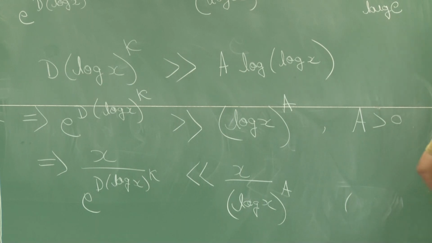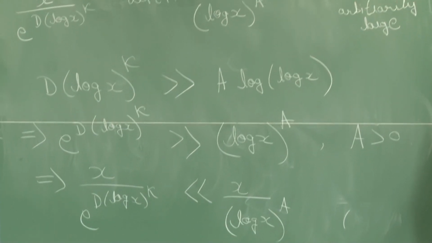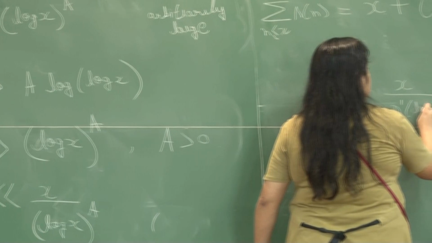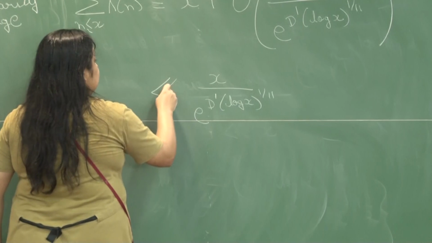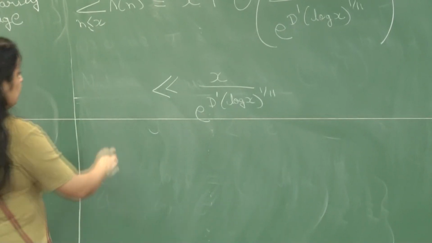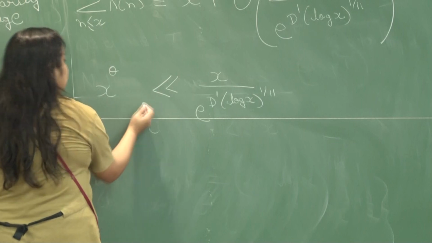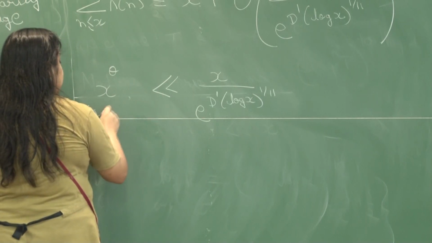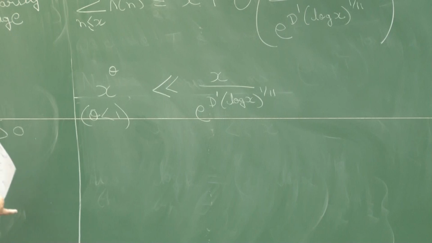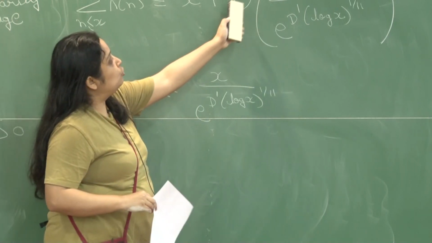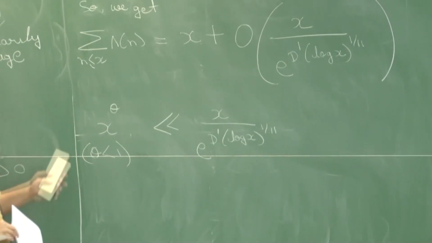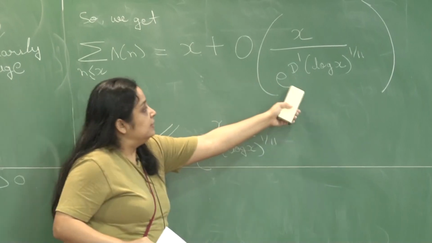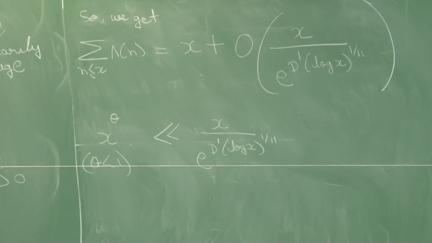Okay. So, what we have is that x over e raised to the d prime of log x raised to the 1 over 11th is certainly of a much larger order than x raised to the theta, where theta is something less than 1. So, if you were to obtain an error term of the form O of x raised to the 3/4 or O of x raised to the half, that would be significantly better than the error term that you have with your existing methods.